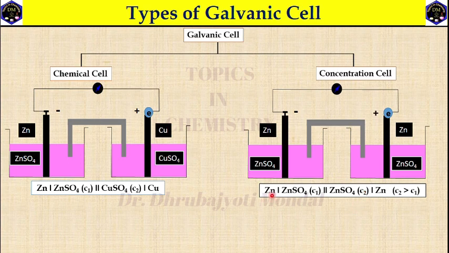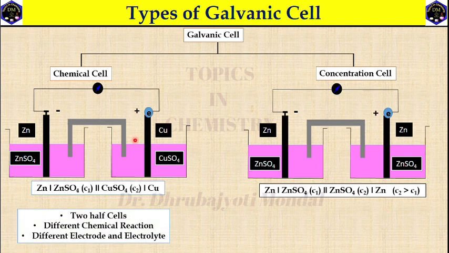So here you can see both are the same electrode, but in the chemical cell both are different electrodes. So what is the difference here? You can see this C1 and C2 are different, so the concentrations are different. Now always remember here C2 should be greater than C1.